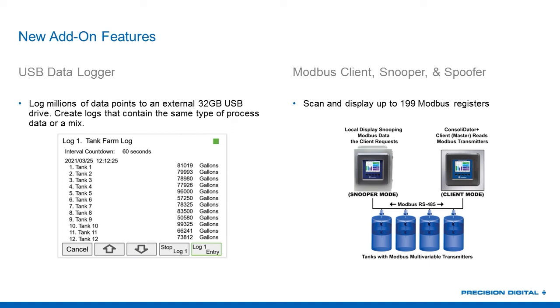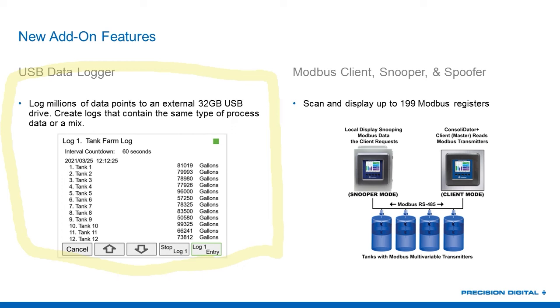So what we have here is, instead of having to buy a new product, let's say, for example, you bought a ConsoliDator Plus 2 months ago, you didn't get the data logger, but now you need it. Well, you don't have to buy a new product to add it. All you have to do is buy the add-on code, and we send you a code, and it unlocks the features. So it's really interesting how that works.